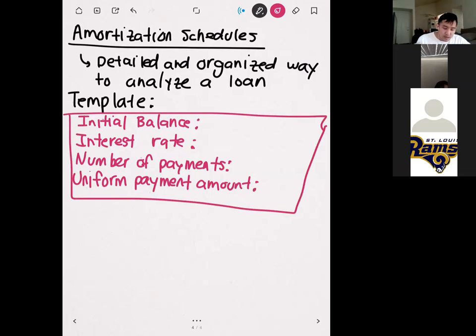So this is the first section of the amortization schedule. This is the first thing that you fill out, just based on the statistics of the loan. Then from there you launch into the table itself. The table has 5 columns, and let's go over what each of them are.